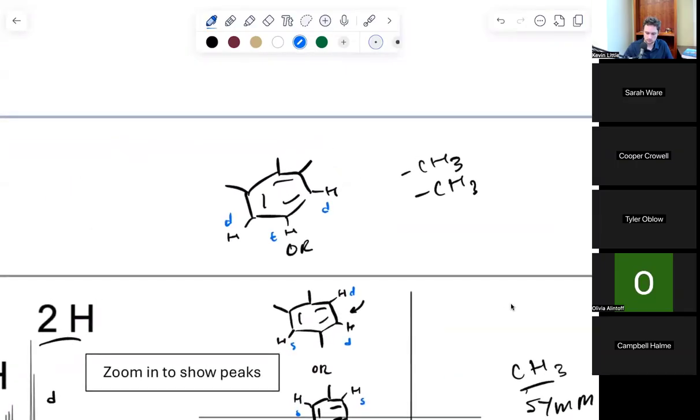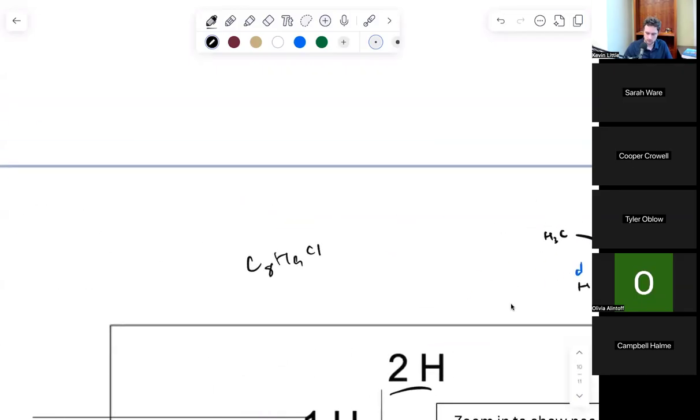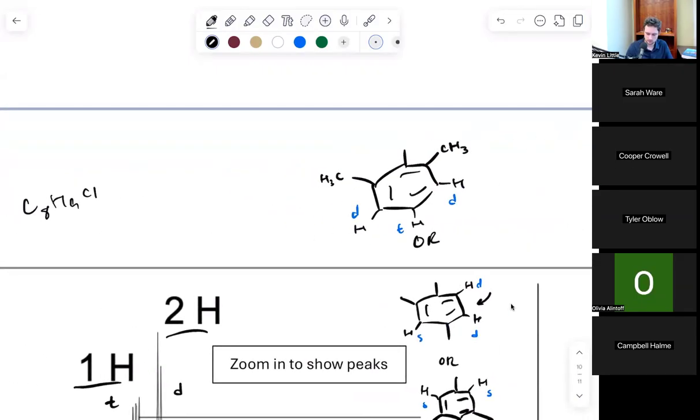So I have a trisubstituted benzene. I know that I have to have 2 CH3 groups that are symmetrical, so it makes sense to put my CH3s here. Which gives me only 1 space for my chlorine. That's the only thing I'm missing here. I have 8 carbons, 1, 2, 3, 4, 5, 6, 7, 8, 9 hydrogens. So I've got carbon, hydrogen, we just need a chlorine. That's the only place I can put it.